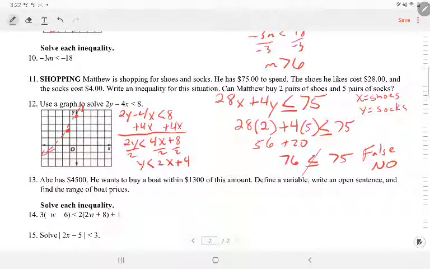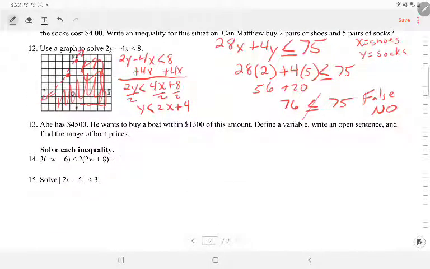Then I can pick a point to figure out which side needs to be shaded, okay? And so if I pick 0, 0, I would have 2 times 0, which is 0, minus 4 times 0, which is 0, and 0 is less than 8, which is true. So all of this is shaded, okay?